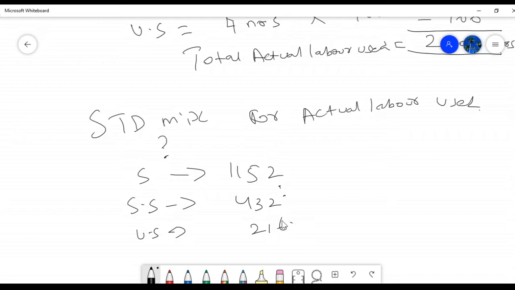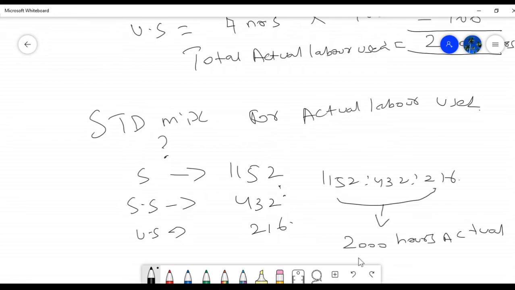That is my revised standard hours. The 2000 actual hours used should be reallocated. How to do that? If you add 1152, 432 plus 216, now 1800 will come. So 1152 divided by 1800 into 2000 will give you 1280 hours. This is my revised standard mix.